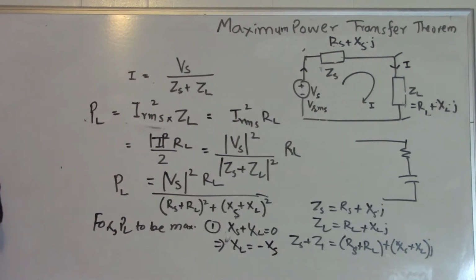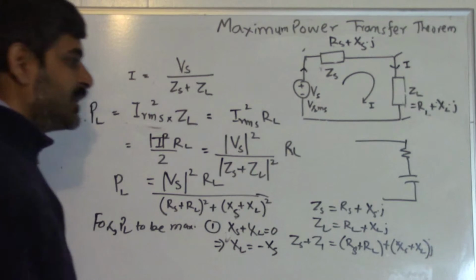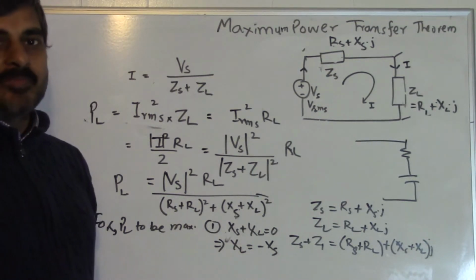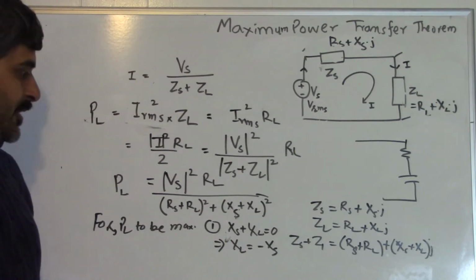which also means that the load impedance must be the complex conjugate of the source impedance. This is a very important deduction, something that we will be using over and over again in impedance matching, in antenna circuits and all the RF circuits, and at many other places.